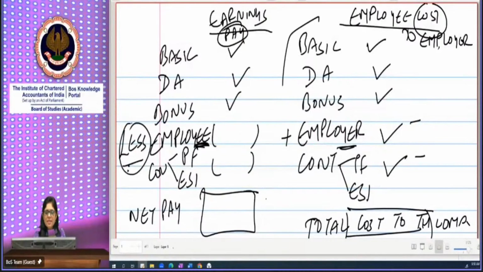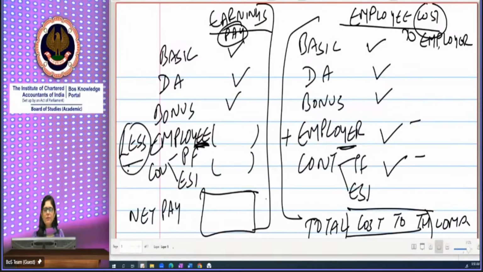Clear? So this is the difference between how we calculate earnings and how we calculate employee cost to the employer, or CTC, cost to the company. This is how we calculate CTC. So employer contribution is added, but here employee contribution is deducted to calculate the net pay which we have to pay to the employee. I hope this is understood.